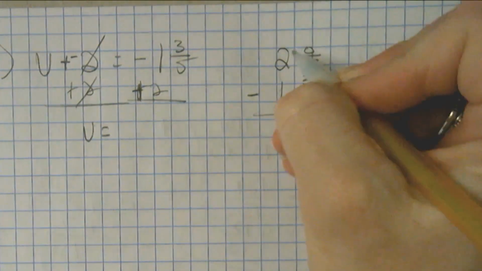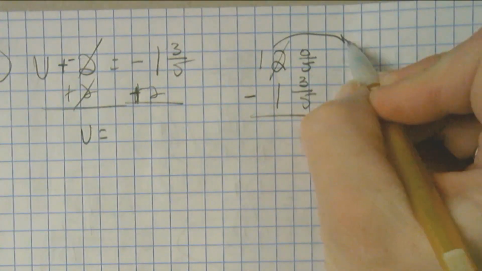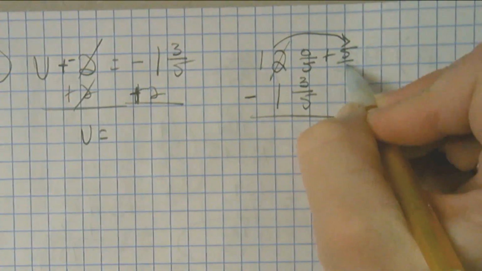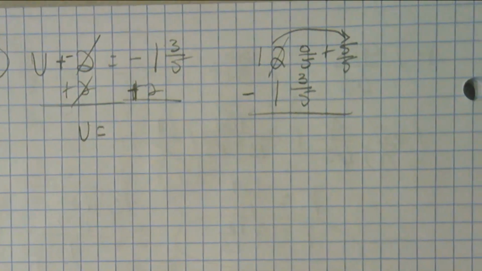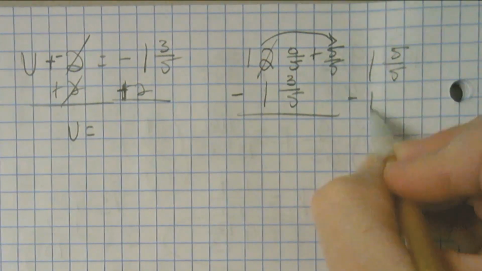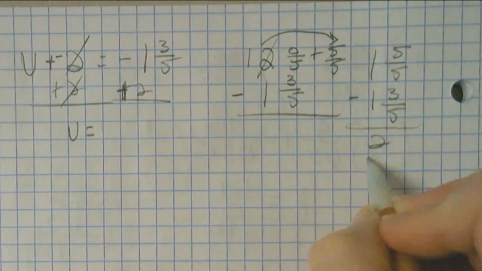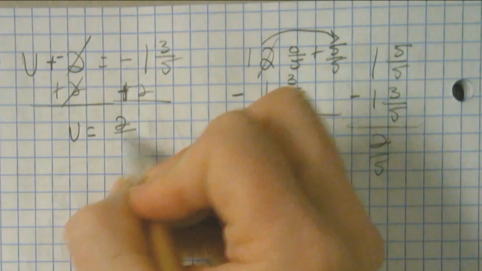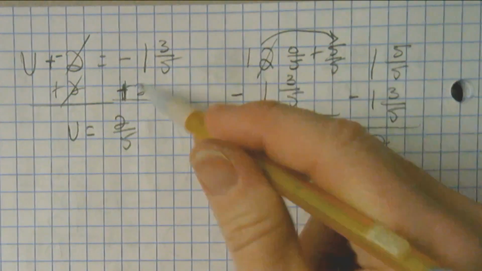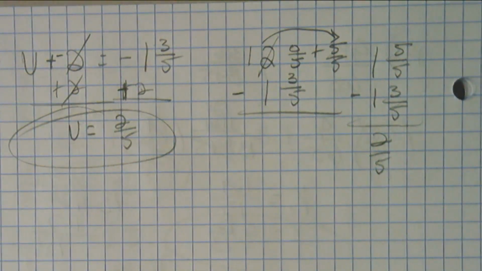So now I have to borrow. I'm turning that 2 into a 1, and I'm taking that 1 and I'm adding it to my 0/5. I'm adding 5/5 to it. So I have 1 and 5/5 minus 1 and 3/5. Now I can go ahead and do this. So I end up with 2/5. So I have 2/5. My 2 was a greater absolute value. It was positive, so it's a positive 2/5. Does that help you? Awesome.